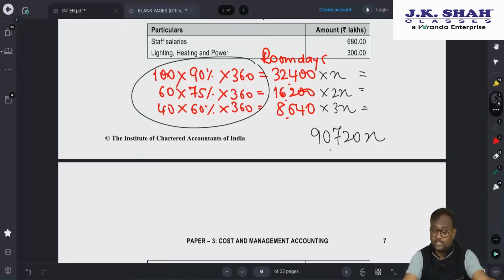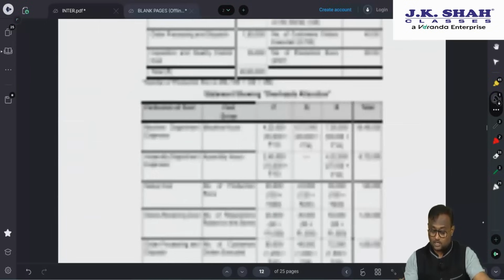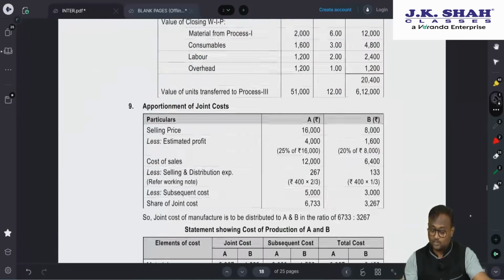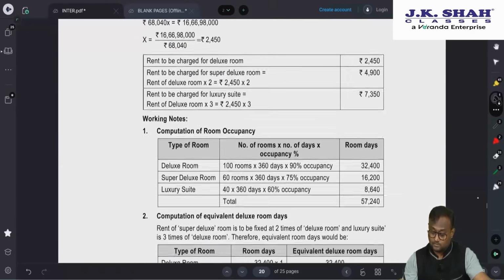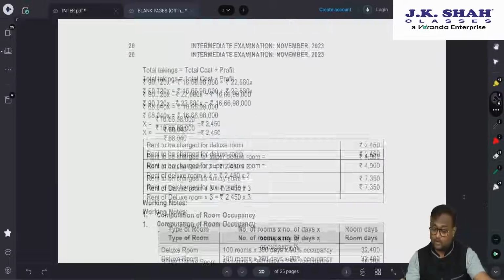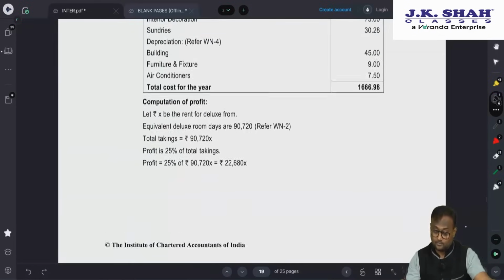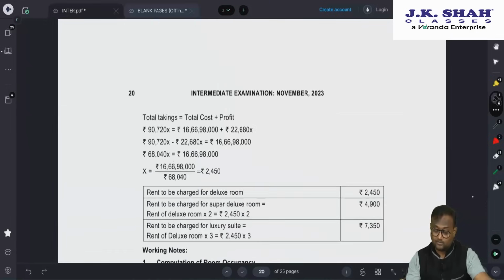I'm charging X, 2X and 3X. So 90,720X must be the total collection. 90,720X must be equated to the sales value that you calculate. 90,720X must be equated to the quantity that you calculate, the amount to be earned. And you can easily get the answer.